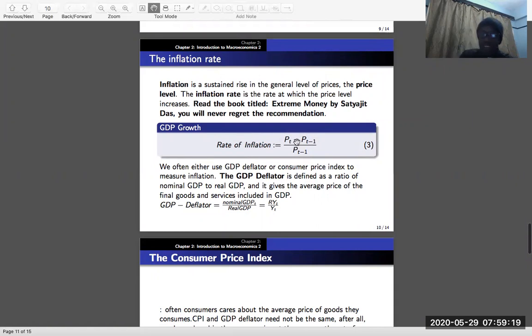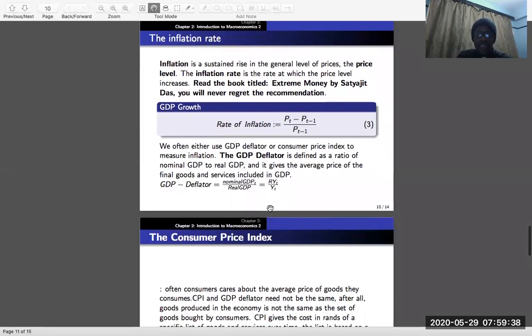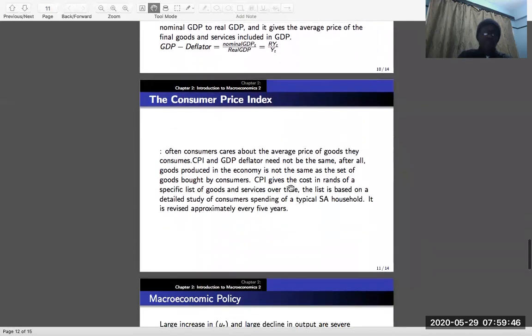The rate of inflation is current price minus previous price over previous price. We often use either the GDP deflator or the consumer price index to measure inflation. The GDP deflator is defined as the ratio of nominal GDP to real GDP and is given as the average price of the final goods and services included in GDP. GDP deflator is actually nominal GDP over real GDP. You get that, right? So, CPI.